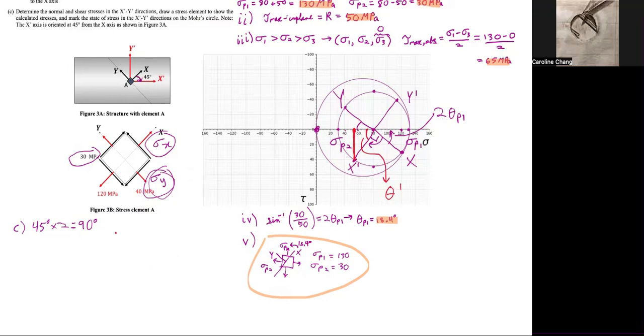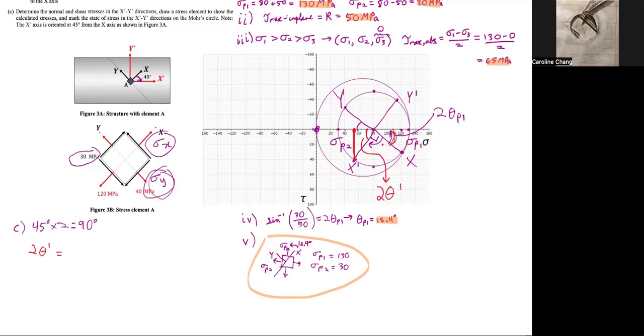Or rather, I don't know if any of you catch that, but it's supposed to be 2 theta prime, since theta prime is the angle we will have to rotate our stress element in order to end up at x prime. So 2 theta prime is equal to that angle. So how do we find that angle? So 2 theta prime is equal to, what is this angle?